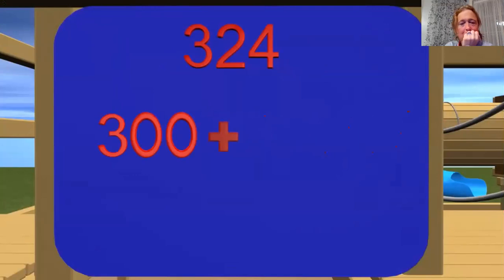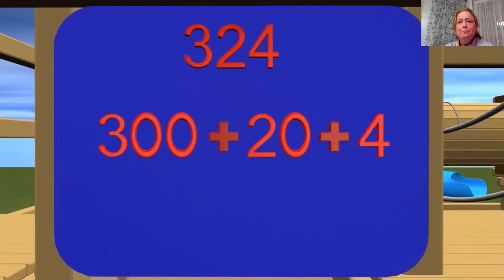Now we have the 2. What is the value of the 2? 20, since the 2 is in the tens place. Good job, guys. So we write down the 20 and put down the addition sign. Last of all, we have the 4. What is the 4 worth in this number? Since the 4 is in the ones place, it is worth 4. So the number 324 written in expanded form is 300 plus 20 plus 4. We can also write this math sentence vertically. Let's take a look at what it would look like.